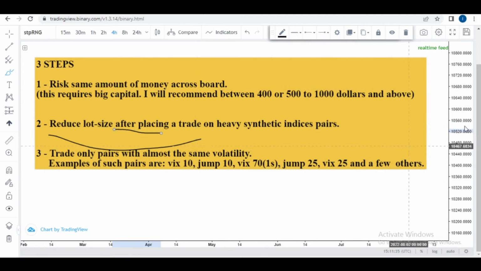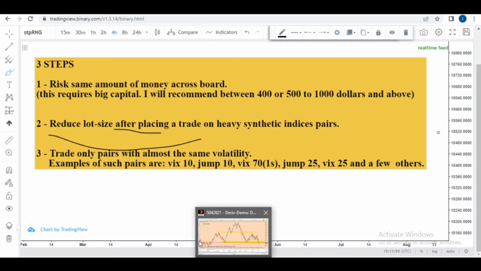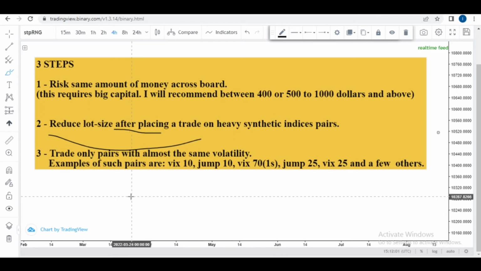Now, as many of you might not know, you can actually reduce your risk even after you have opened the trade. It works for both forex and, of course, synthetic indices. Now we're talking about synthetic indices, so I'm going to stick with synthetic indices. If you want a broader explanation on forex, I can make an updated video. Just let me know in the comment section below.